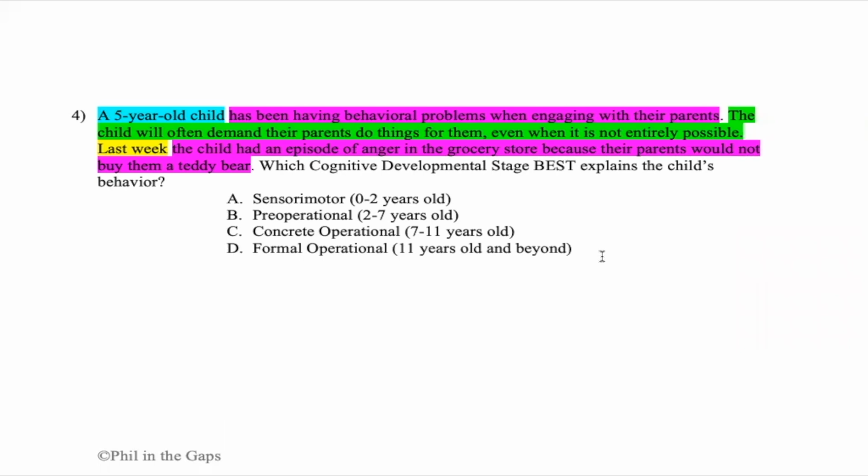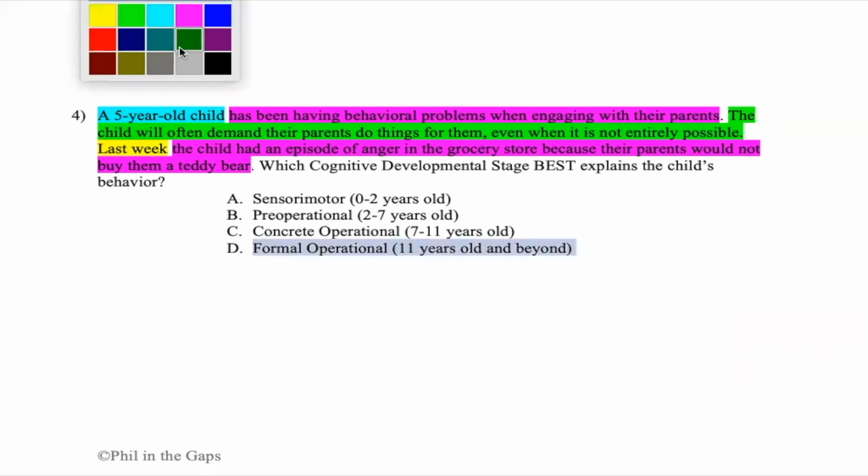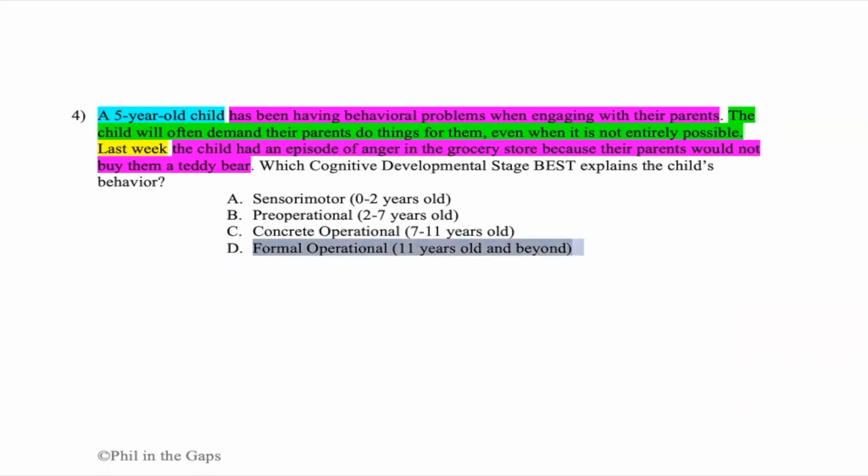So we'll go through each answer choice. Right off the bat, we're going to rule out D. Why? Because nowhere in the question does it state that this 5-year-old child is making a formal plan and identifying what they're looking at. Why? Because they're demanding their parents do things even when it is not entirely possible. Formal operational would be like, okay, I know why they're not able to buy me the teddy bear, and this is what I particularly have to do to get the teddy bear.